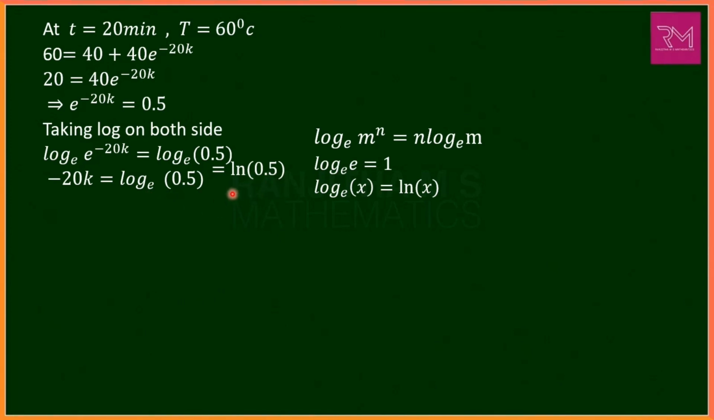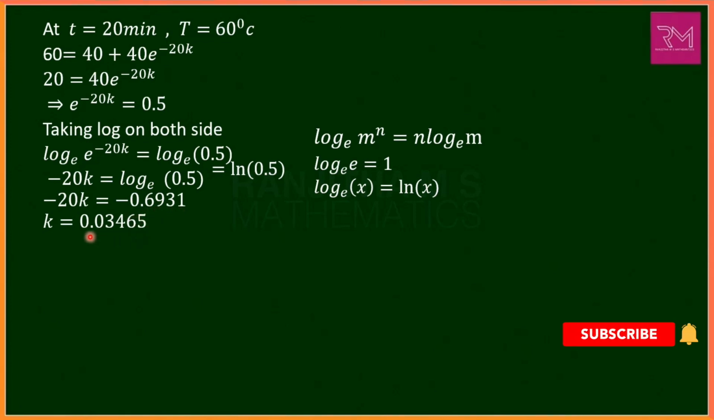Using the scientific calculator, we can obtain the value of ln of 0.5 as minus 0.6931. That is our minus 20k value. Take this minus 20 to the right hand side, that becomes divided by minus 20. Hence we get k value as minus 0.6931 divided by minus 20. We get a value of k as 0.03465. This is the value of k.